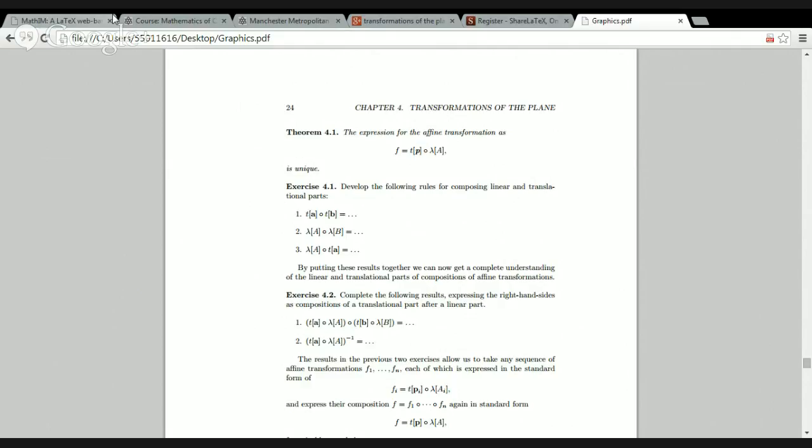So here we're talking about f, translation by p after you perform the linear transformation represented by the matrix A. And we're talking about a specific vector p here, which is coordinates 1, -1, and a specific matrix here, which is this one.